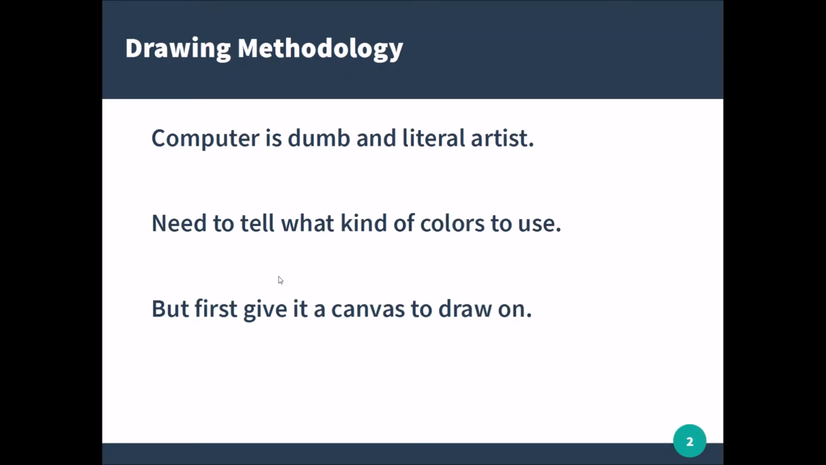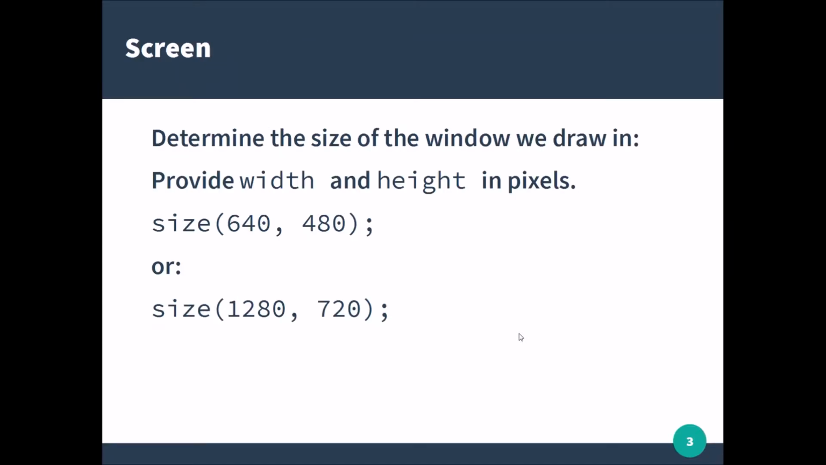Before that, however, we need to give him a canvas, and we do this using the size command. In it, we give two arguments, separated with a comma: the width and the height of the window. Using this command, we can resize the window. For example, size 640, 480 creates a 640 pixel wide by 480 pixel high window.